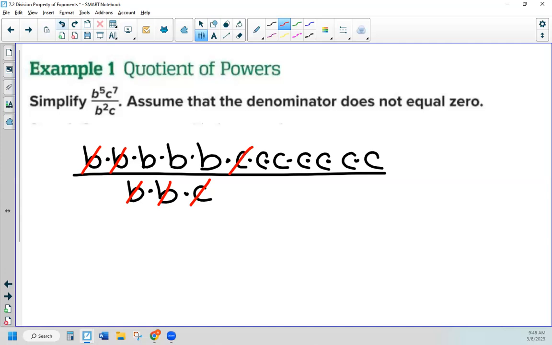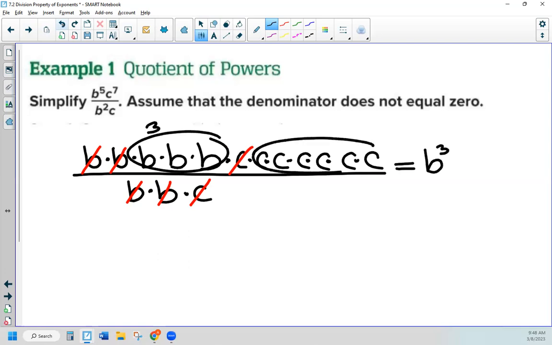So what am I left with? Well, what I'm left with is 3 of these. So 3 B's that are multiplying is b to the 3rd power. And then on the top, I have 1, 2, 3, 4, 5, 6. Yeah, 6. C to the 6th power. And I'm done. I have nothing on the bottom. There's no denominator. The bottom is gone.